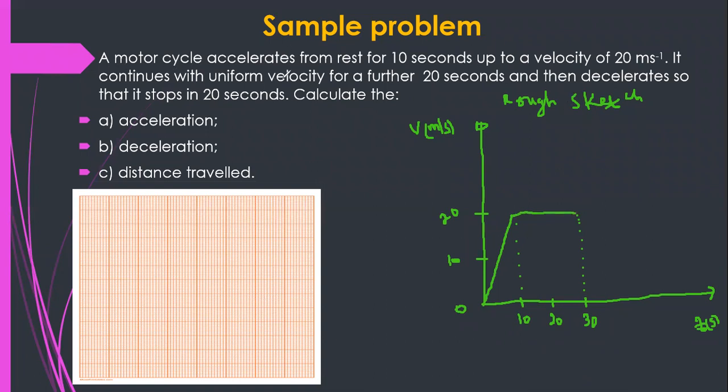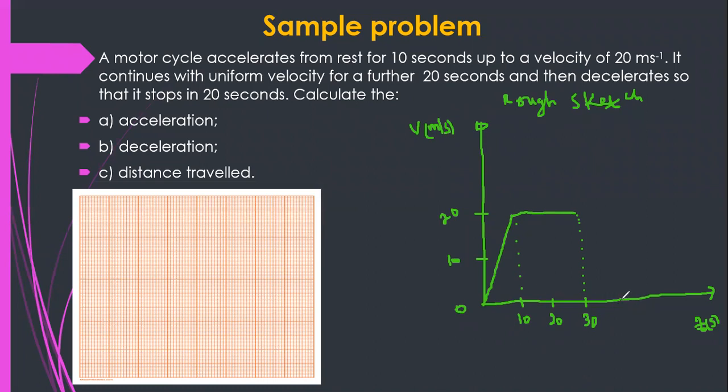A motorcycle accelerates from rest for 10 seconds. We've gotten it up to a velocity of 20 meters per second. And then it continues with uniform velocity for a further 20 seconds, and then decelerates so that it stops in 20 seconds. Again, it decelerates. 20 plus 30 seconds, we've got 50, so it's going to stop at 50.